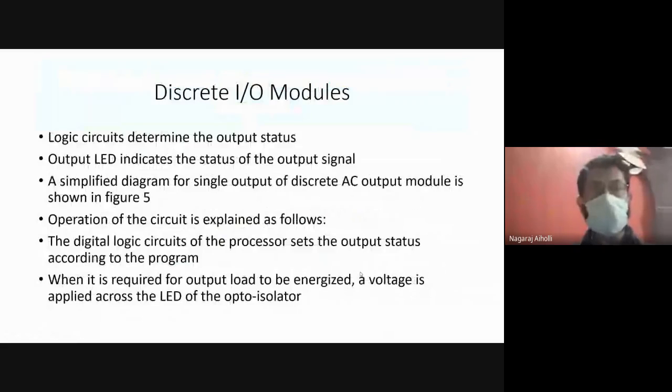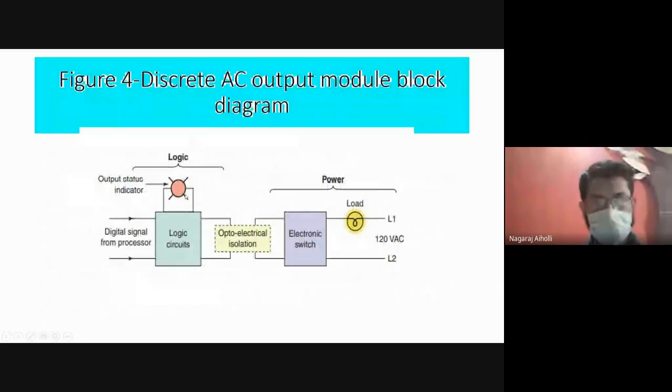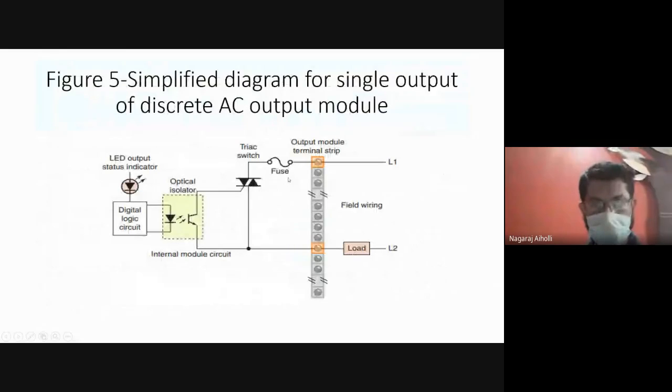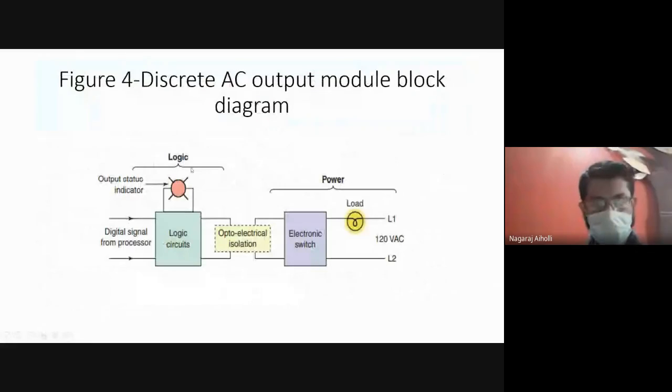Logic circuits determine the output status. That is, these circuits determine the status of the output, whether the load is in the on state or the off state. Output LED indicates the status of the output signal, that is, whether the load is in the on state or the off state.